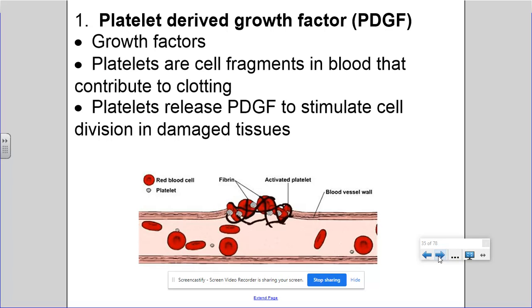One example would be platelet-derived growth factor, PDGF. Biologists love to name things and then make abbreviations. These are growth factors. If you have ever had a cut and it scabbed over, that was a result of platelets accumulating at the open wound. We have proteins called fibrins that build there, and this is what forms your scab. The platelets release this PDGF to stimulate cell division.